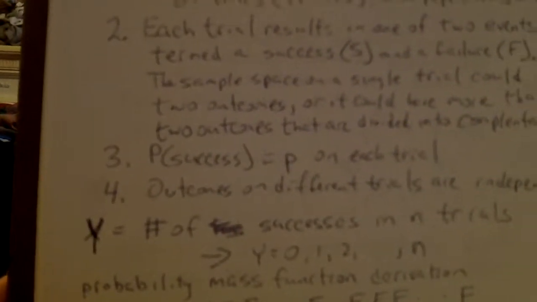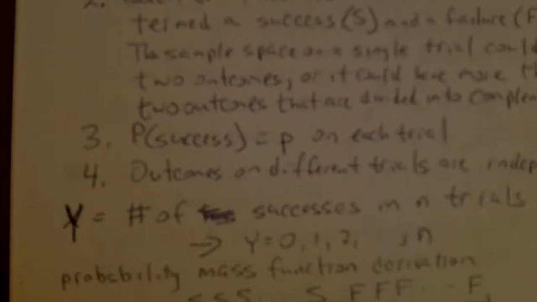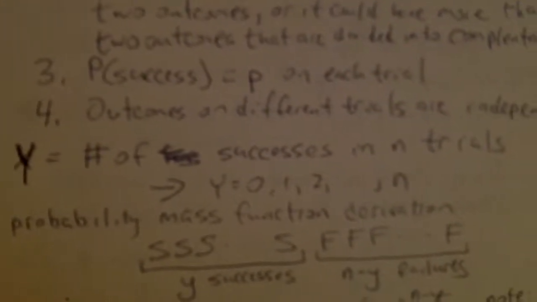So on each trial, the probability of success is the same. It's denoted by a lowercase p. And outcomes from one trial to the next are independent of each other. So a random variable y here is equal to the number of successes that we have in the n trials. The smallest possible value of y is 0, meaning we'd have all failures. The largest value is n, which means we'd have all successes. And we could have any integer in between those two numbers.